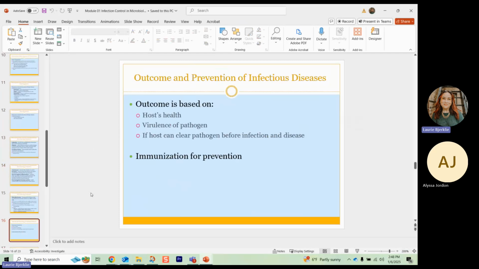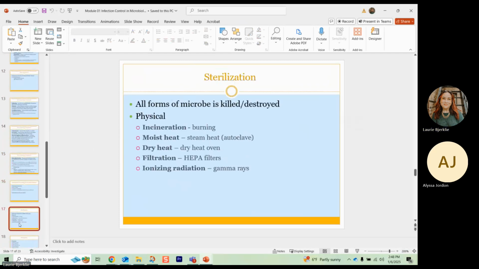It depends on the virulence of that pathogen, how virulent it truly was. Like I said, there are some organisms that are really virulent, and then there's some that rarely cause any disease at all. And then how fast can you clear it out? And then, of course, prevention is vaccines, immunizations. You'll learn more about that in immunology, but that is one of the best ways to prevent anything is if there is a vaccine for it.